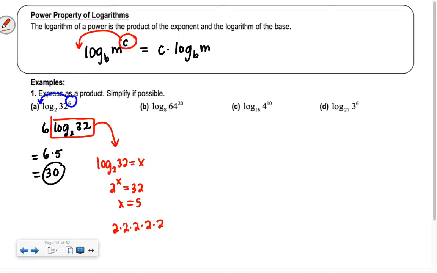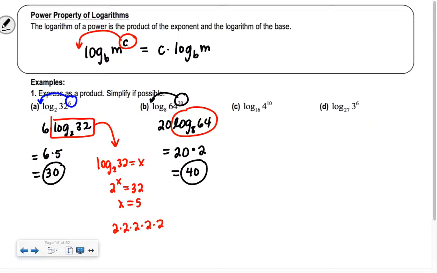All right, so next one. I'm going to pull the 20 to the front. So we're going to have 20 times log base 8 of 64. So Chris, what's log base 8 of 64? You can do that one. You're saying what power do you raise 8 to in order to get 64? You don't have to use your calculator. You can do it in your head. Would that just be 2? Yeah, it's 2. Does that make sense? So you have 20 times 2, which is 40. Yeah, don't overthink things.